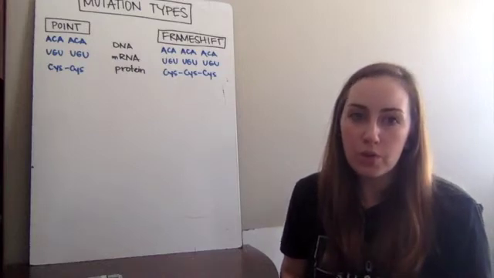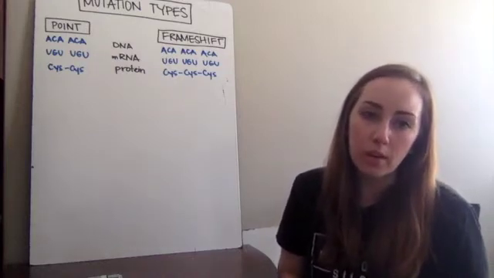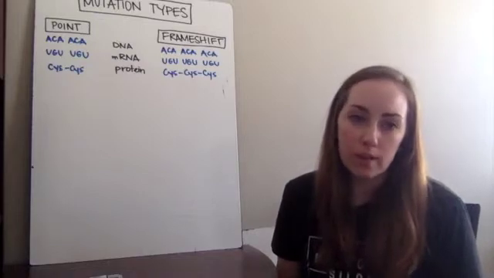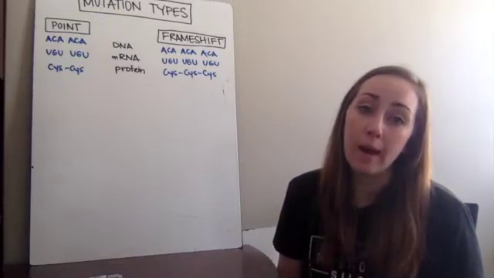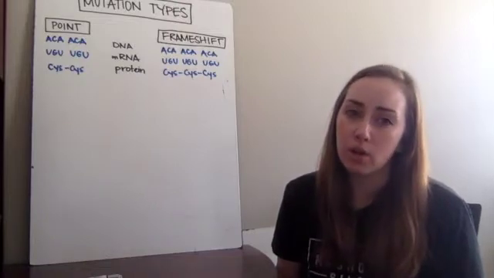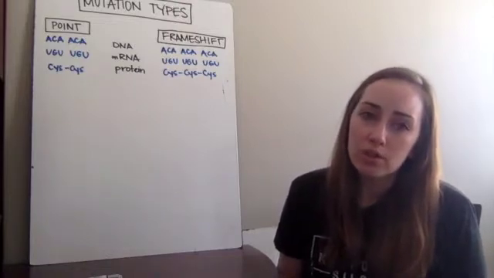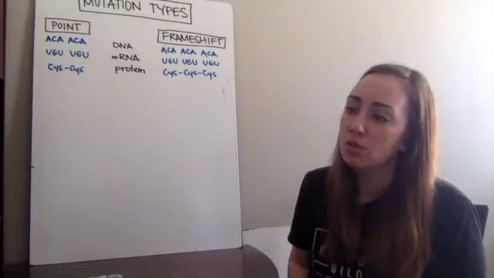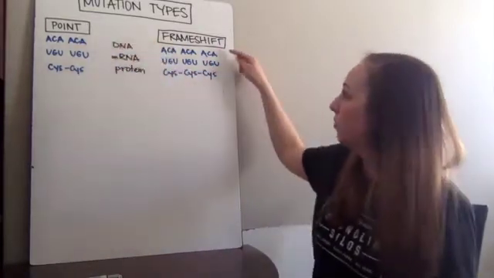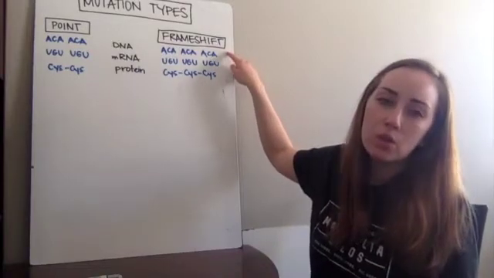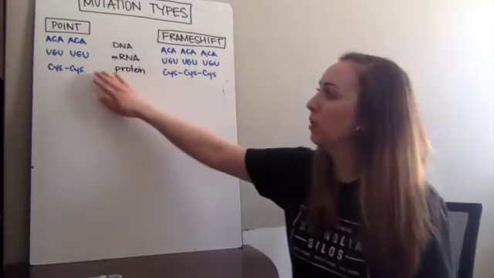I'd like to show you some of the different mutation types that can occur. I don't need you to memorize all of the names of these different mutation types. I just want you to be familiar with some of the things that can happen when a mutation occurs. So all mutations are categorized into two major categories. You've got point mutations and frameshift mutations. So I want to show you what each of those would look like, starting with point mutations.